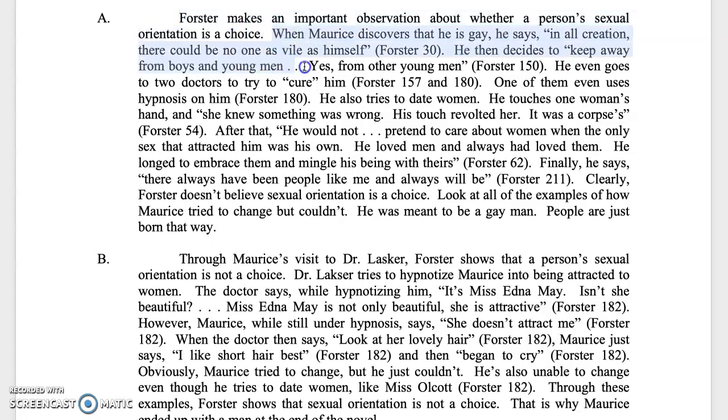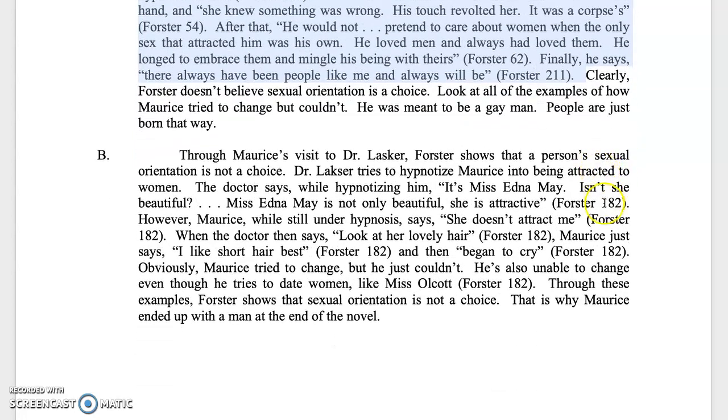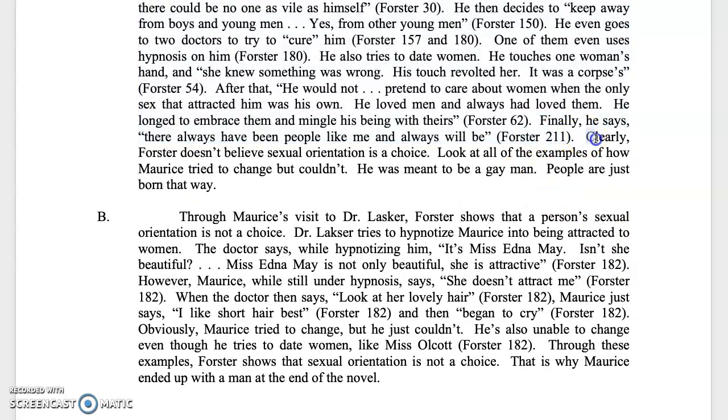Then most of the rest of this paragraph reads like a plot summary. It's just quote, quote, quote, with no explanation, no analysis of how those quotes would reveal anything about whether Forster thinks a person's sexual orientation is a choice or not. It's only when we get down to here, when it's too late, that the writer states that. Right there, the writer says, okay, he doesn't believe it's a choice, but it's too late then. We've been through all the evidence, and so it's hard for us to tell how that evidence made that point with no explanation, no analysis.